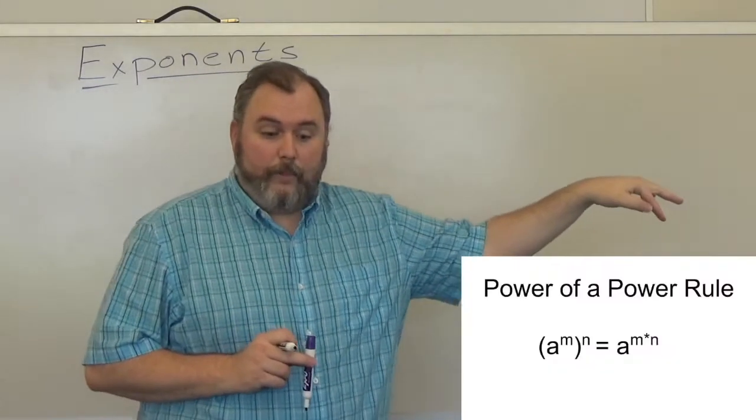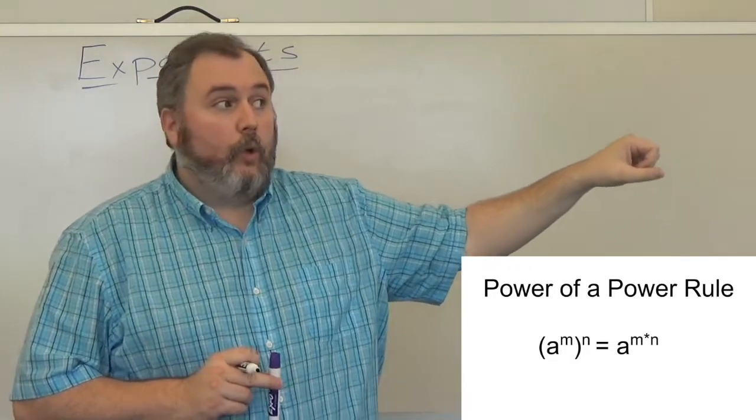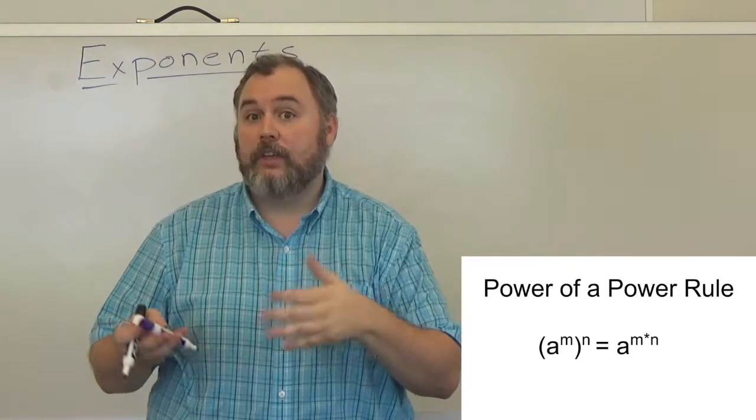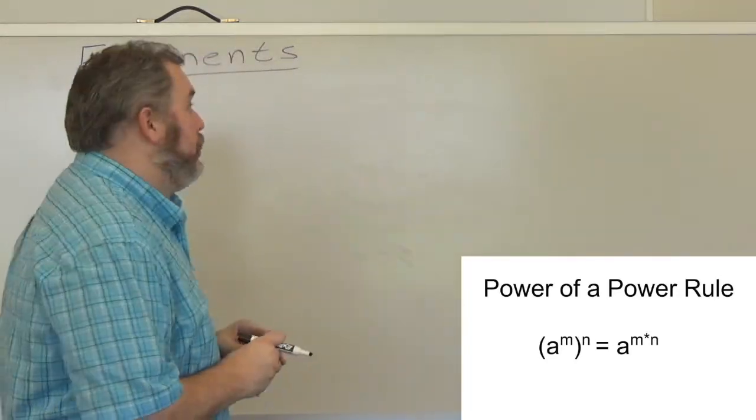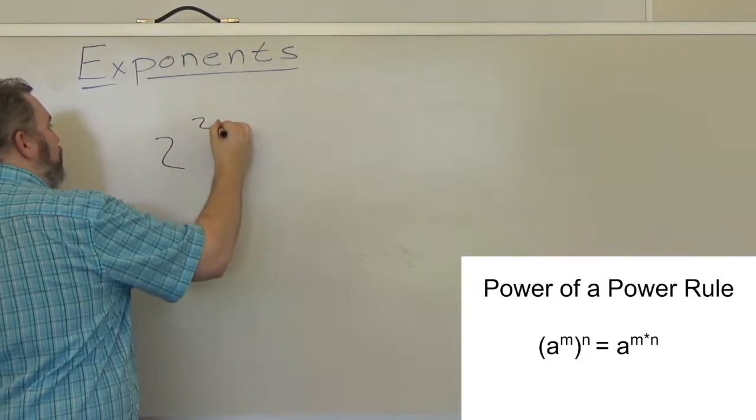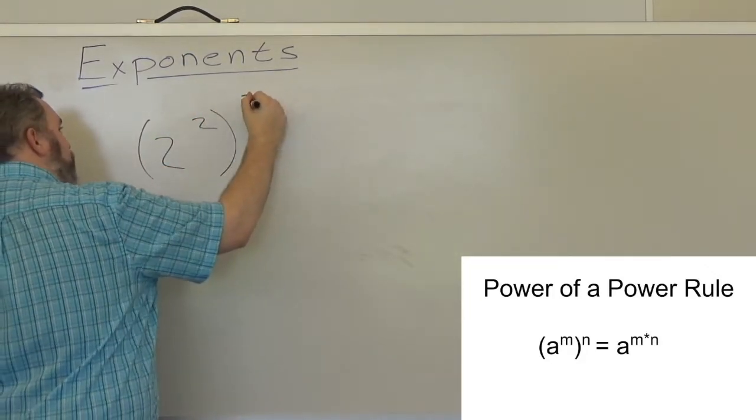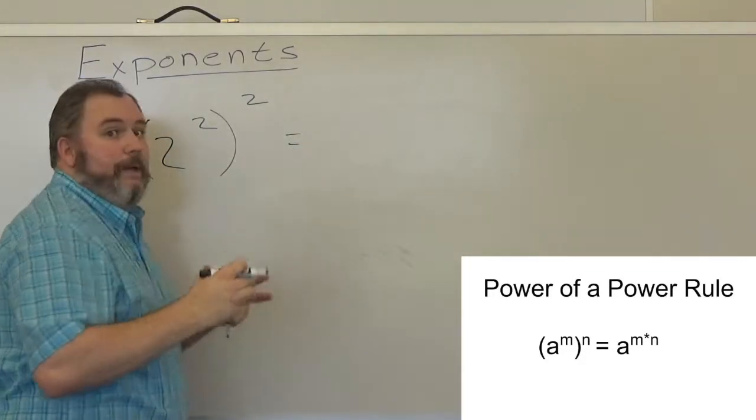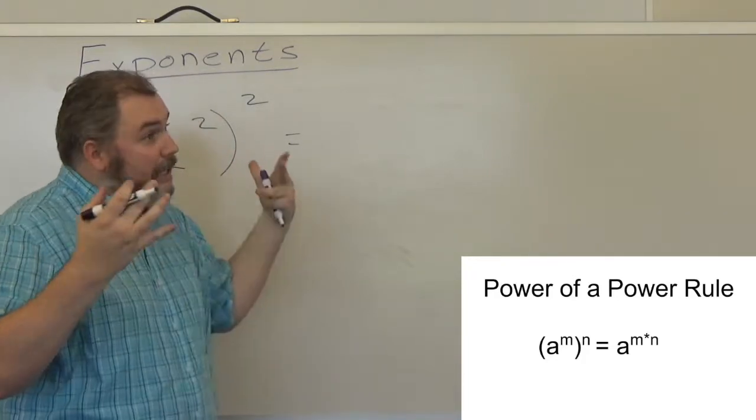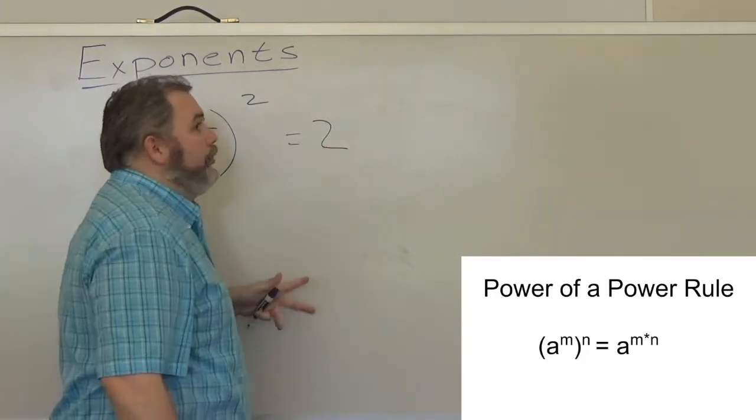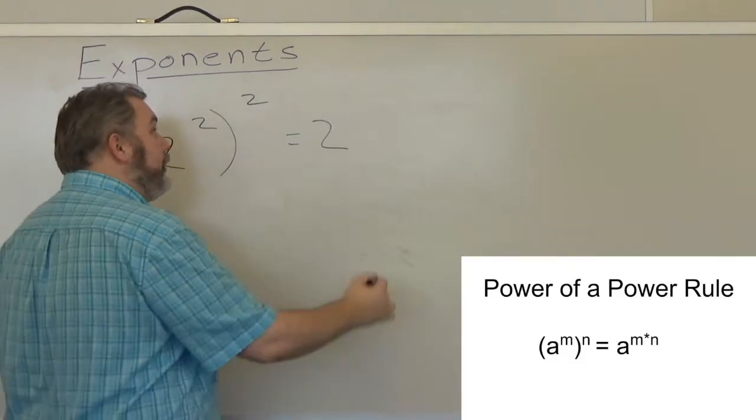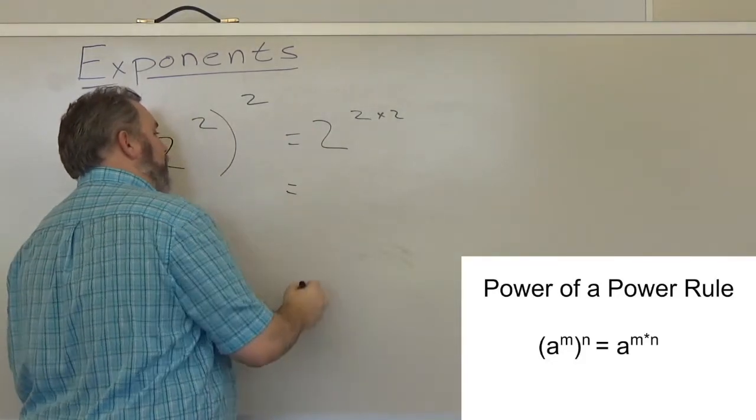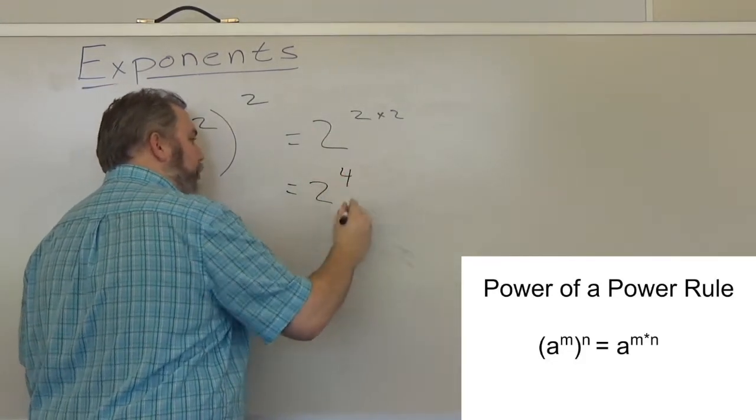So the next rule that we're going to talk about is the power of a power rule, where in previous ones we were either adding or subtracting the exponents. This time we're simply going to multiply. So let's do a really simple one. Let's just say 2 to the 2nd power raised to the 2nd power. Well, in this case, all we're really saying is that the base is still 2. Here is my base, it is 2. And I am going to take my power, which is 2 here, and multiply it by this 2. So ultimately, I'm going to get 2 to the 4th power.